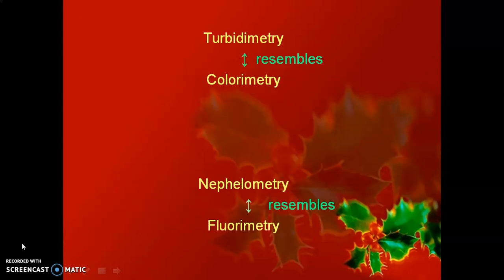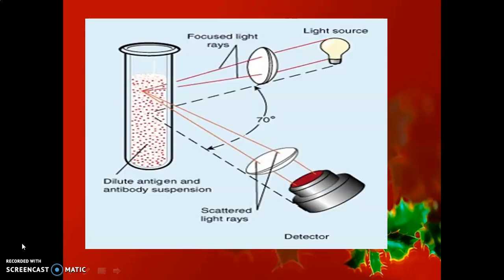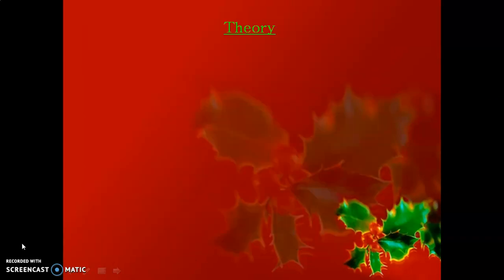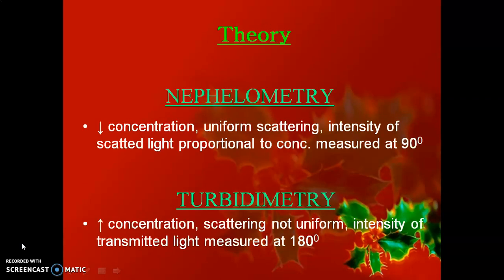The turbidimetry technique very much resembles colorimetry, and the nephelometry technique very much resembles the fluorimetry technique. This is the diagram in which, when we pass the light or radiant energy to the suspension, scattering at a particular angle is observed and represented. Now we are going to see the theory.